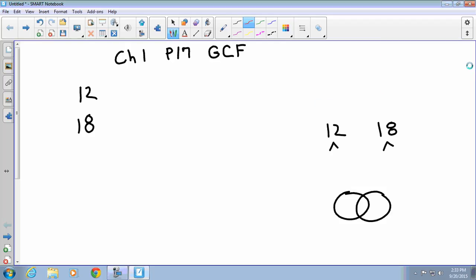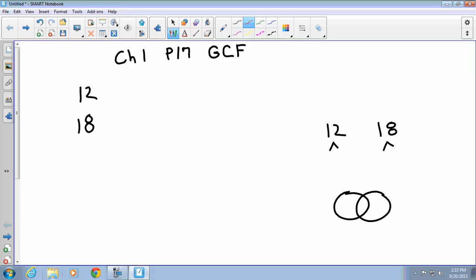All right, now we're on chapter 1, page 17, and we're working on the greatest common factor. I'm actually doing the problem called Unlock the Problem. One way of finding the greatest common factor is to simply list all the factors.